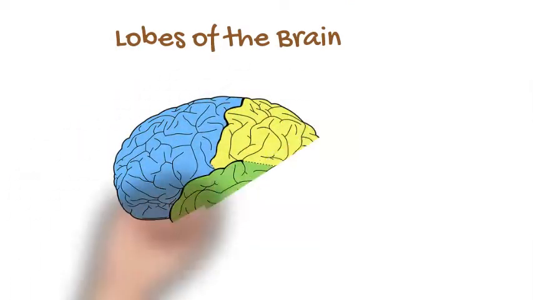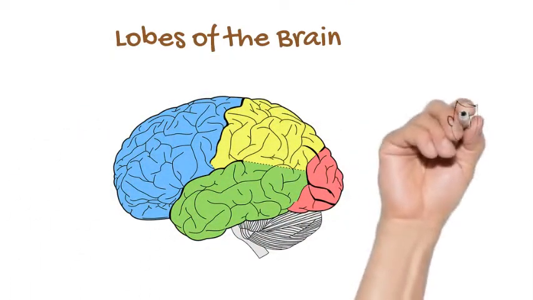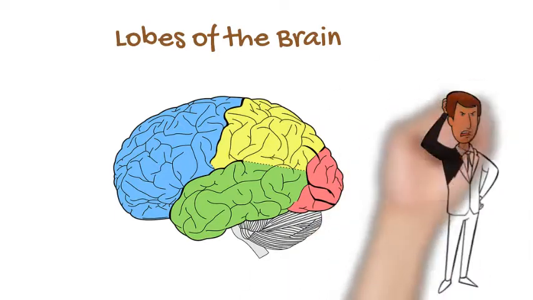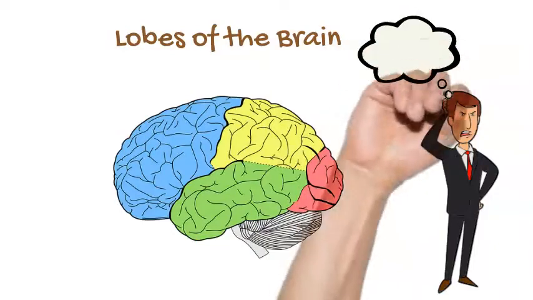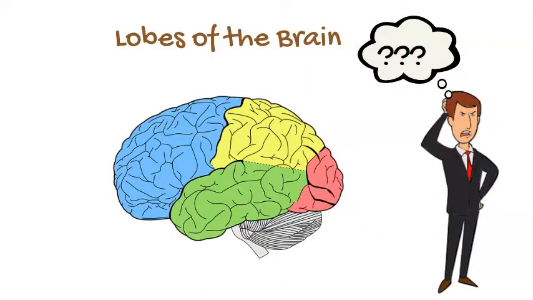We'll look at the lobes of the brain. Do you remember what the frontal, temporal, parietal, and occipital lobe do? Do you know why it's important for chiropractors to even know? We're going to tell you all about it.